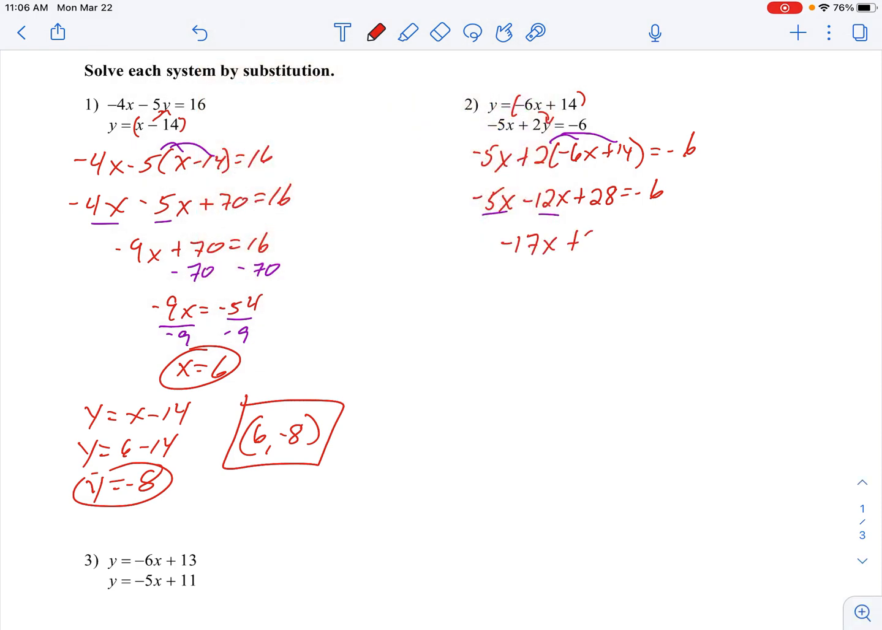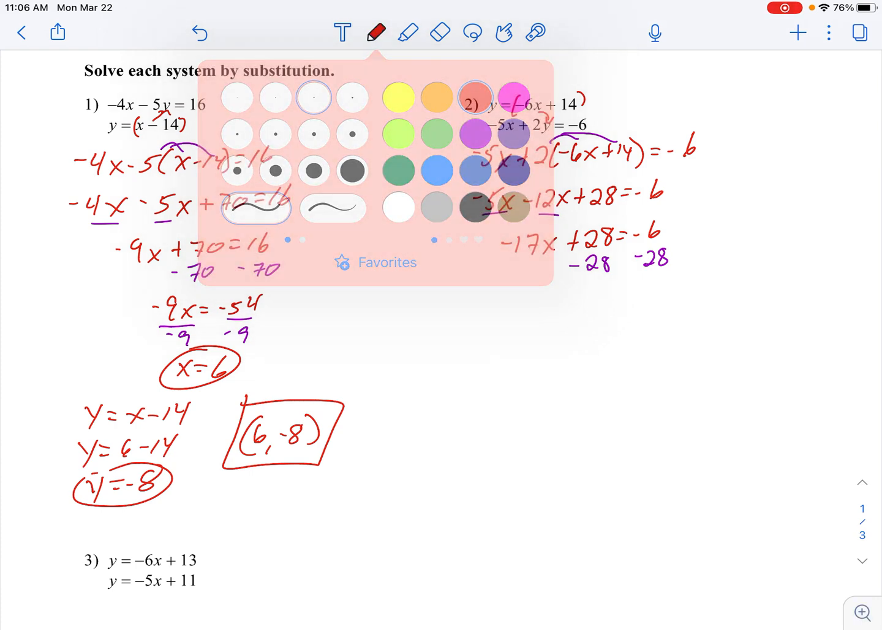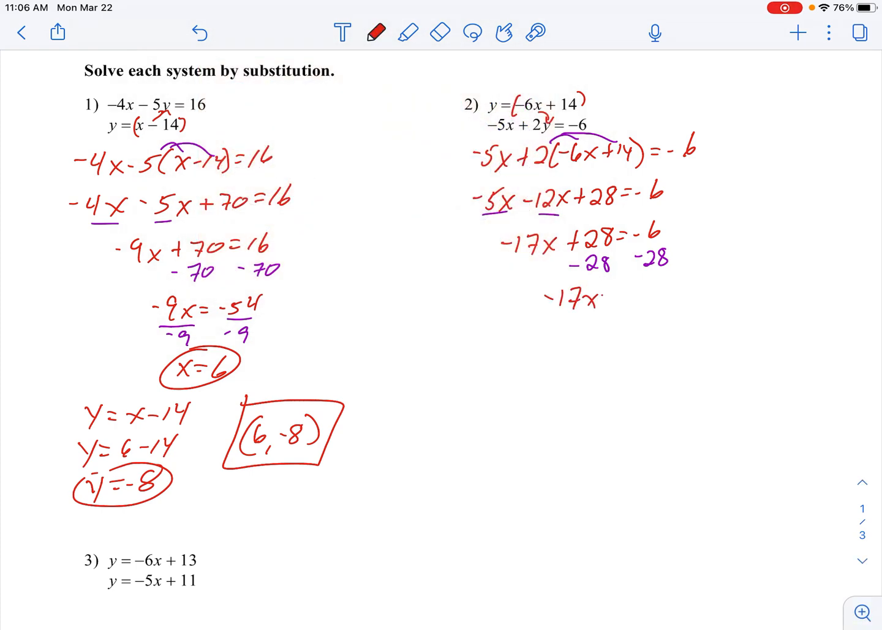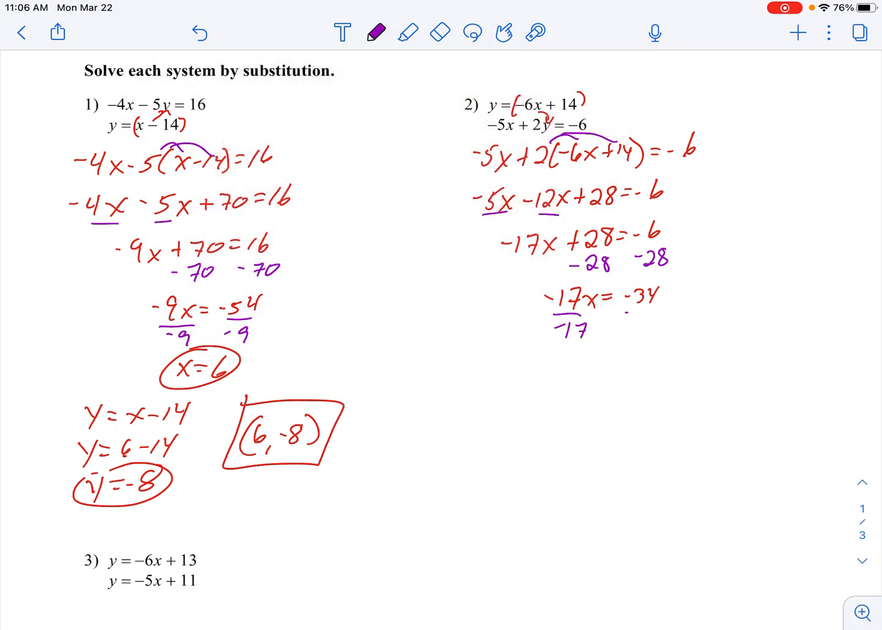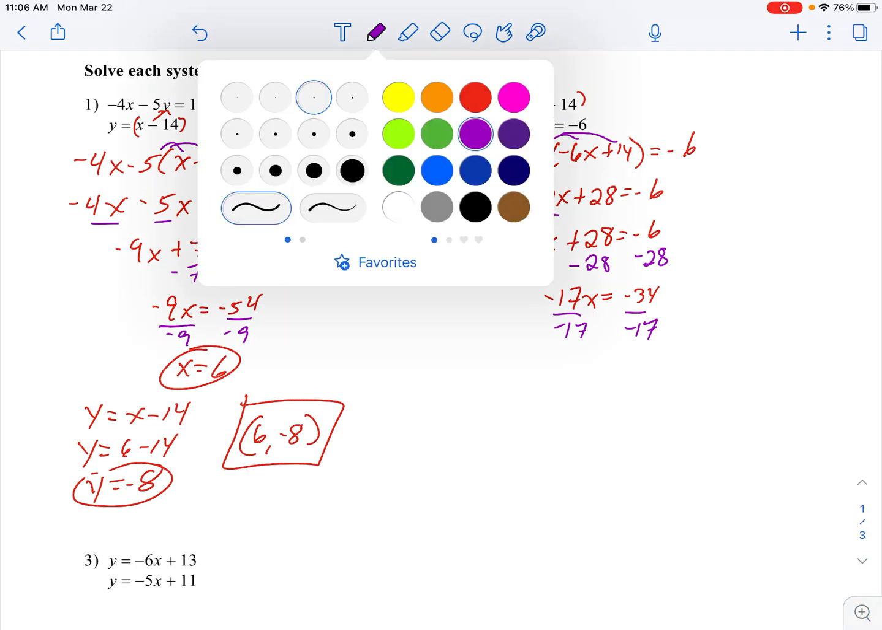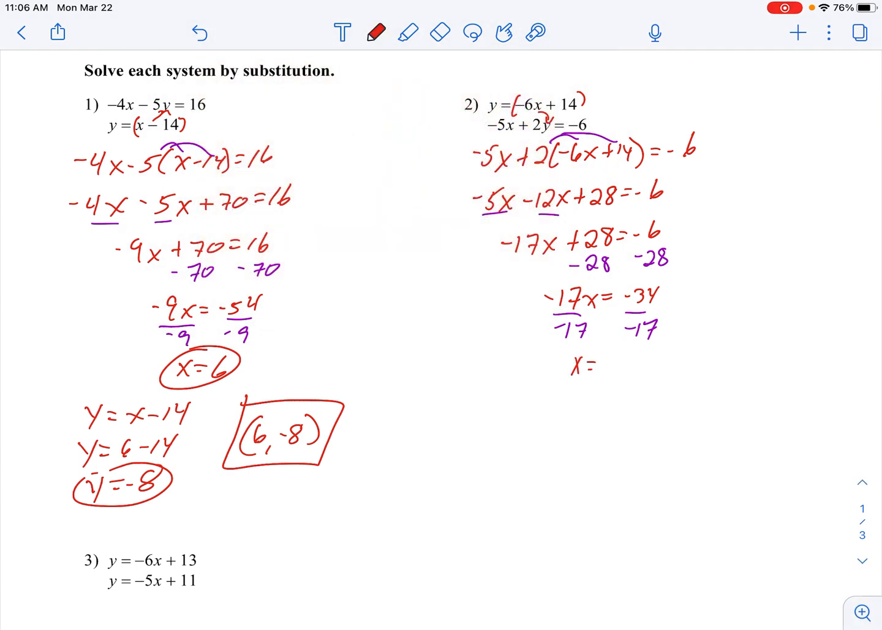-17x. All right, I'm going to subtract 28 from both sides. -6 minus 20 is -34. And lastly, I'm going to divide by -17. X is going to give me, watch your arithmetic, 2 negatives make a positive. X is going to give me 2.